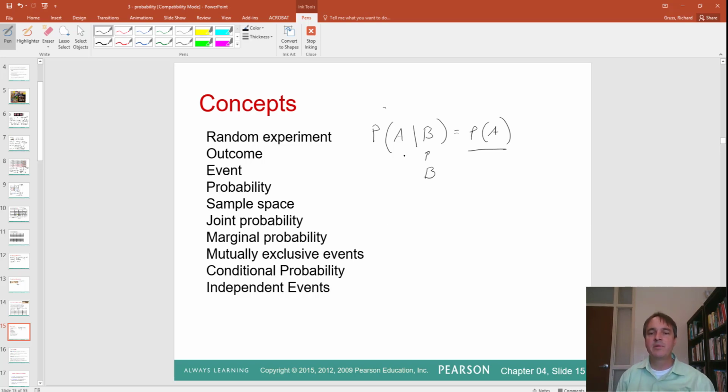Okay, so if you're given a problem that gives you the probability of A given B and asked to decide whether these events are independent, you can use this simple fact.